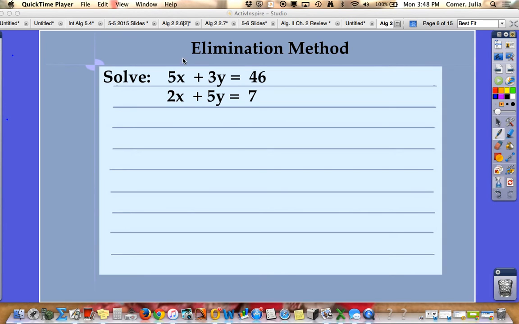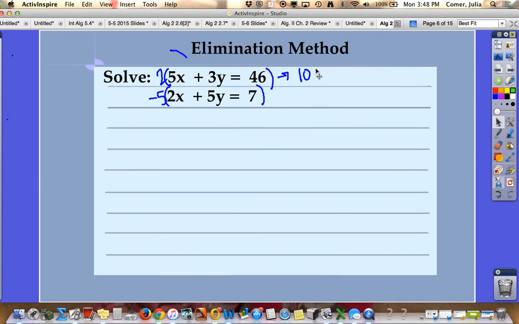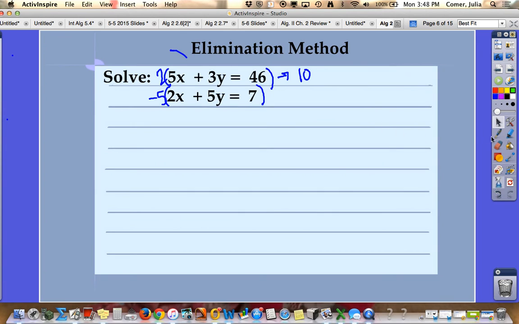So I'm going to multiply this top equation by a positive 2 and the bottom equation by a negative 5. And when I do that, writing it to the side here, I'm going to get a 10x plus 6y equals positive 92. And this should be an x.